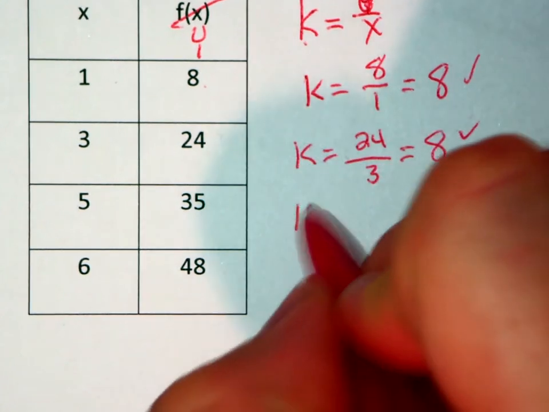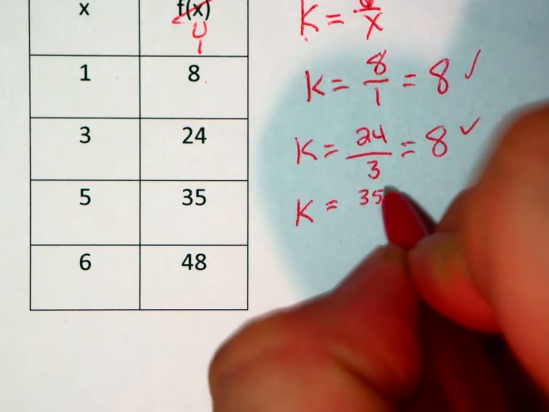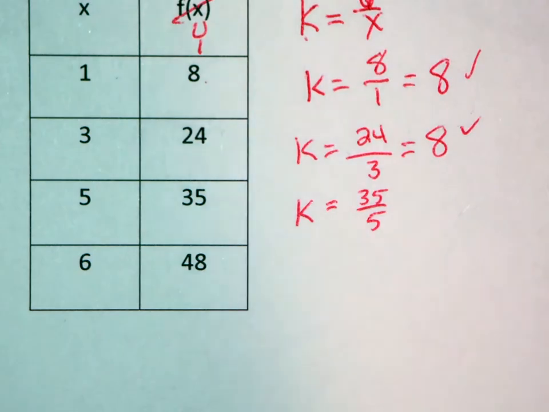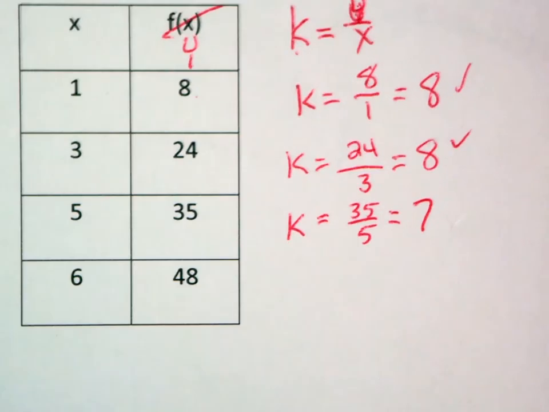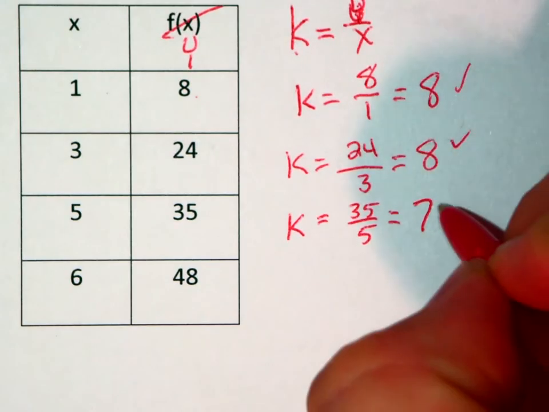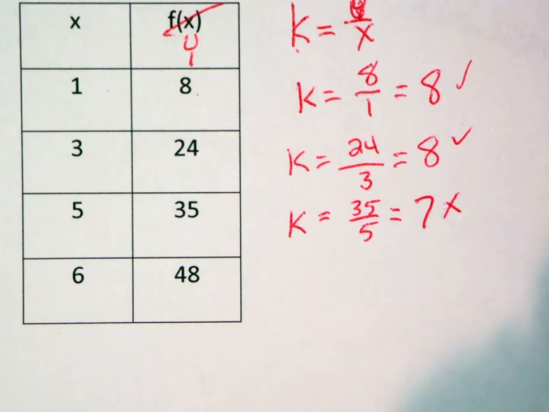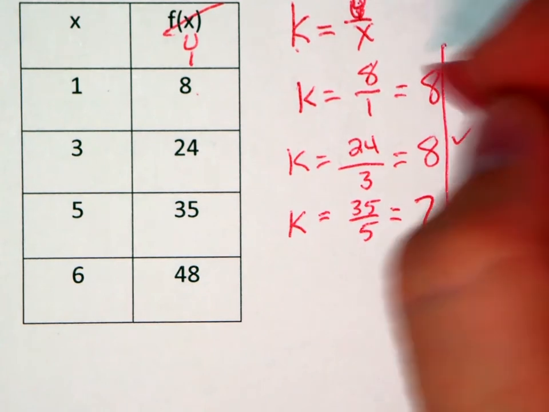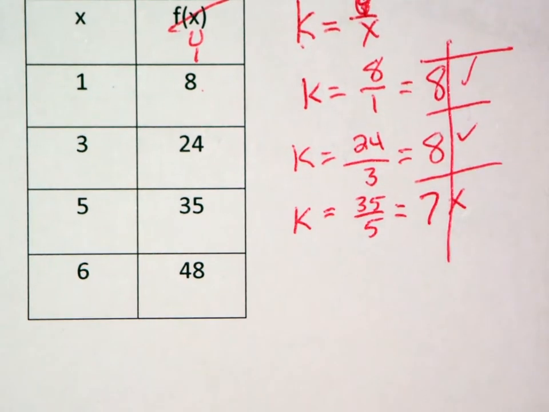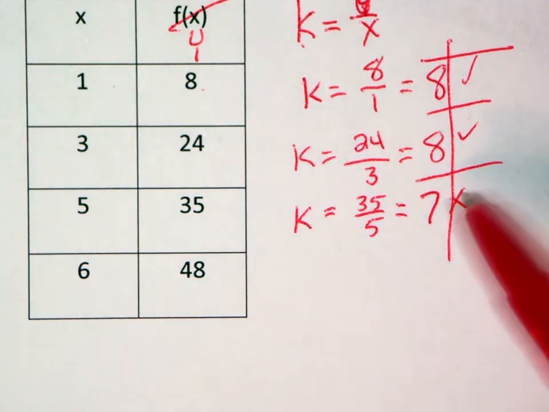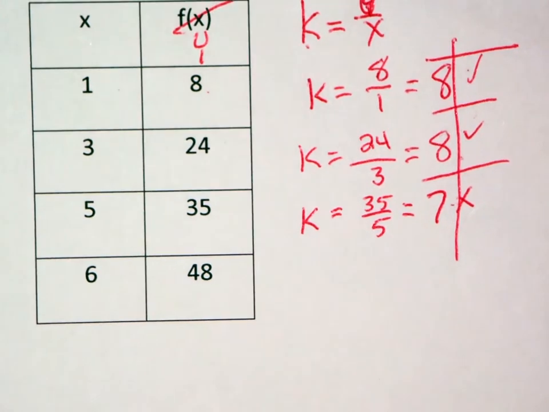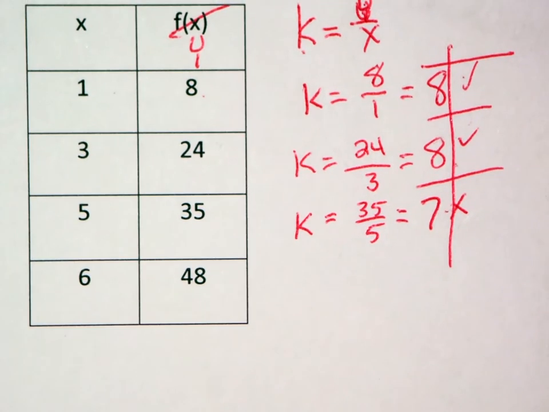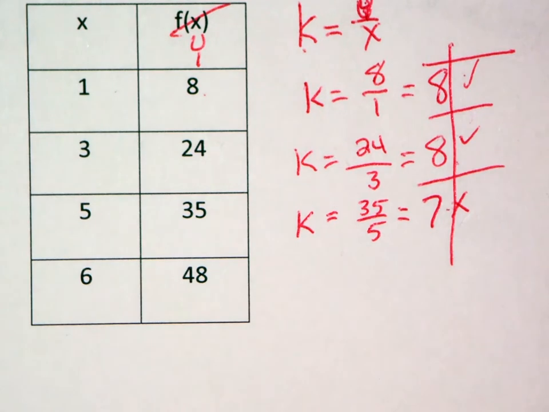Let's keep going. K equals 35 over 5. Well, 35 divided by 5, that simplifies down to 7. Now we have a problem because we had 8, 8, and 7. Once I get to the point of finding out that I have a value that does not align with my other values, then I know that I no longer have a constant of proportionality that's going to apply to each set of data. So does this table show proportionality or direct variation? No, it does not.